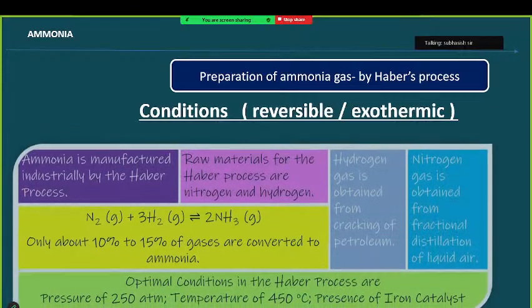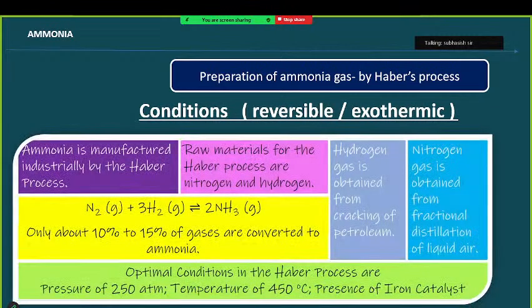This reaction is reversible and also exothermic. So in order to carry out an exothermic reaction in the forward direction, a lower temperature is required. But here we use a temperature around 500 degrees Celsius only because at very low temperature, the rate of the reaction is very slow. That's why, in order to increase the rate of the reaction, we maintain a temperature around 500 degrees Celsius.